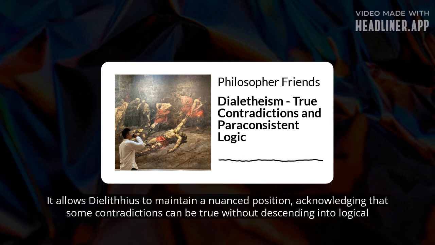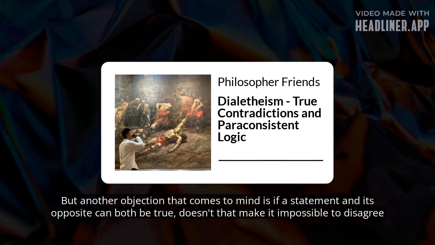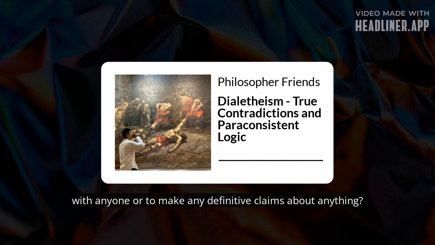Yeah. It allows dialetheists to maintain a nuanced position, acknowledging that some contradictions can be true without descending into logical absurdity. Okay, that addresses the explosion problem. But another objection that comes to mind is, if a statement and its opposite can both be true, doesn't that make it impossible to disagree with anyone or to make any definitive claims about anything?